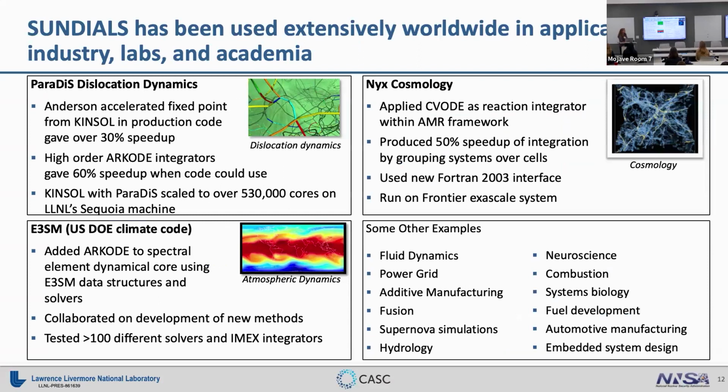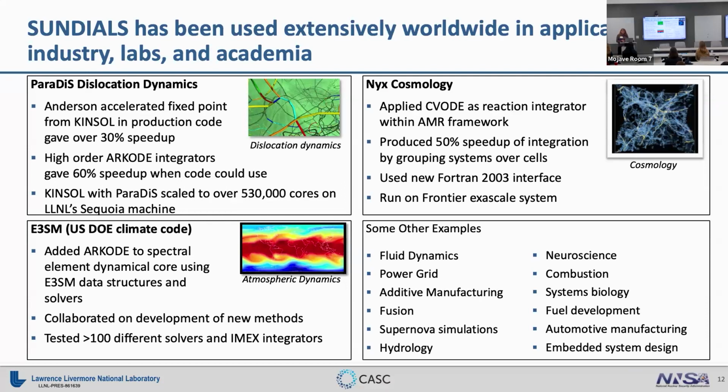So this one's kind of old, but it was a Livermore one, so I wanted to bring it up. We've been used pretty extensively in the Paradis Dislocation Dynamics package here at Livermore, and we were able to deliver some nice speedups over the methods that they had when they brought in SUNDIALS. They could speed up one of their nonlinear solvers by 30%. We sped up their time integration very significantly, but it exacerbated a bug in their code, and so they weren't able to use our time integrators so well. But we were able to get some very large, for the time, simulations on the Sequoia machine.